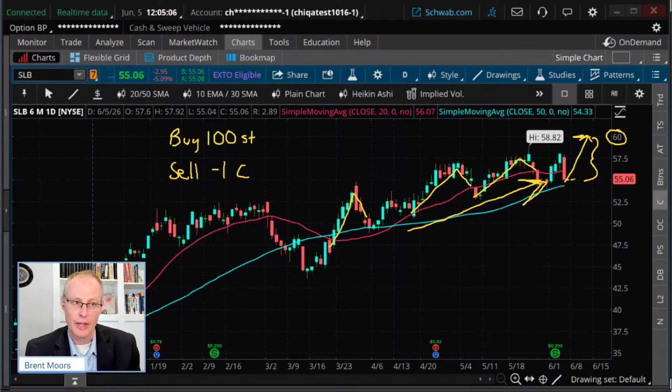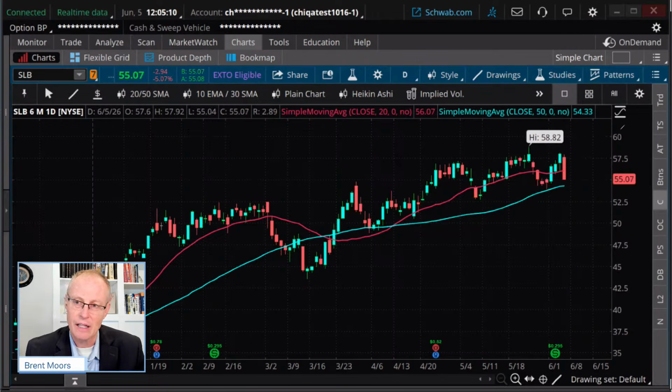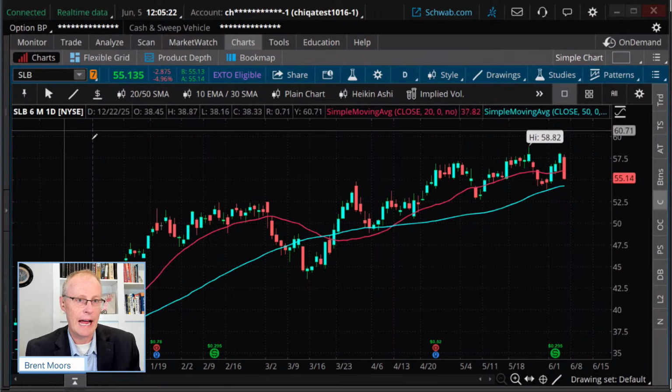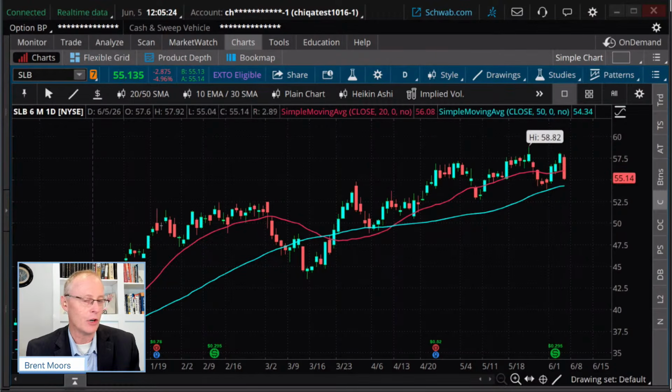But here's the good thing. I'm not just agreeing to sell it for the strike price. I get paid to do so. So let's look at a quick example of that as a covered call. The stock right now is at 55.13.